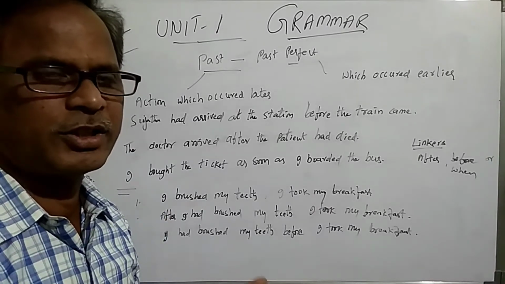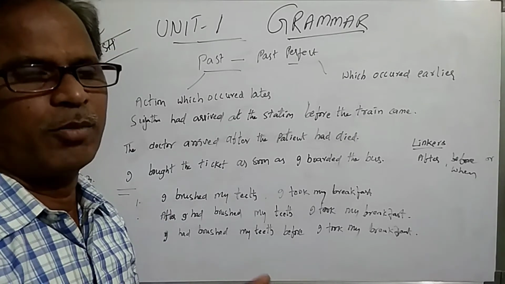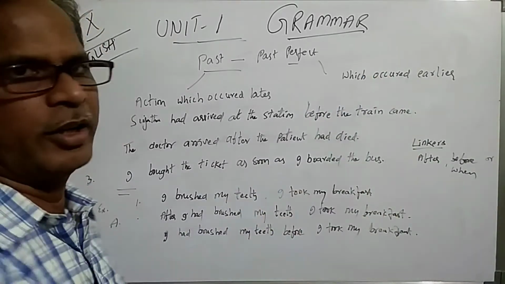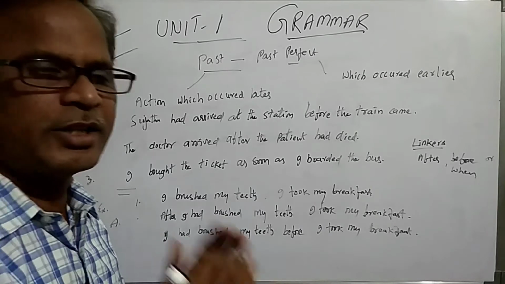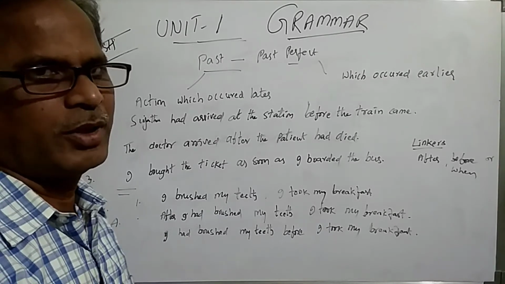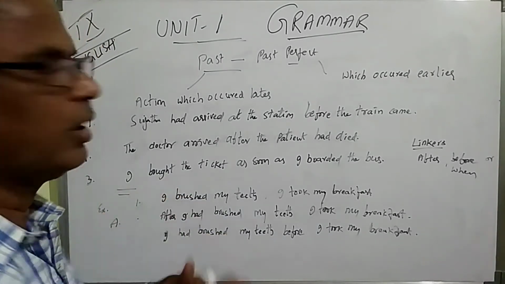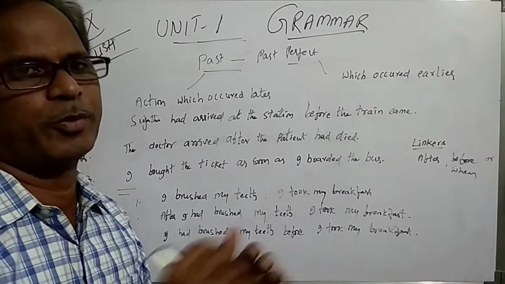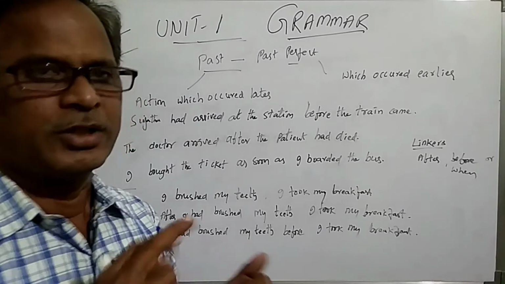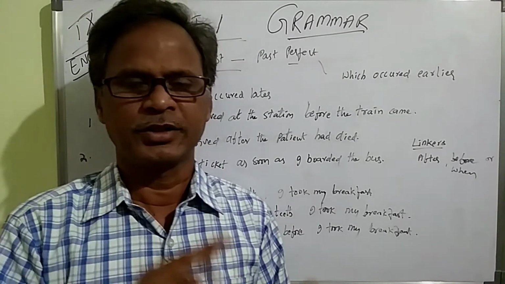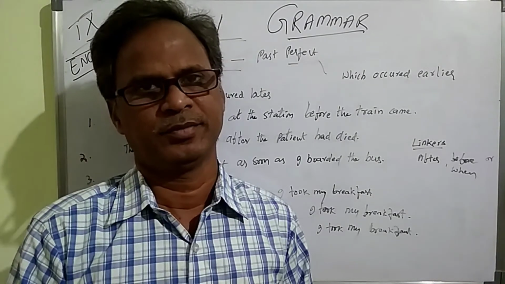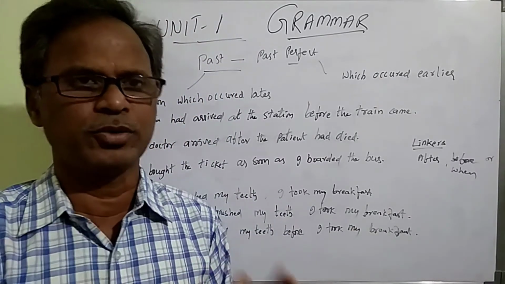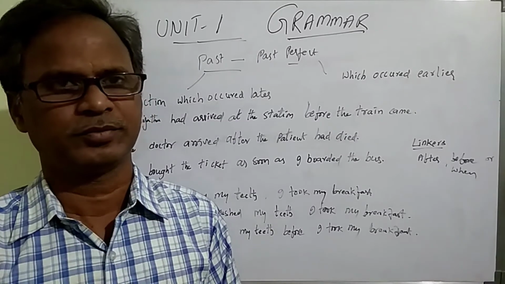What is the past perfect? Had plus V3 comes there. The past perfect is used for the action which occurred earlier. And for the action which occurred later, we use the simple past tense. That means the simple past tense and the past perfect are used together in a single sentence.